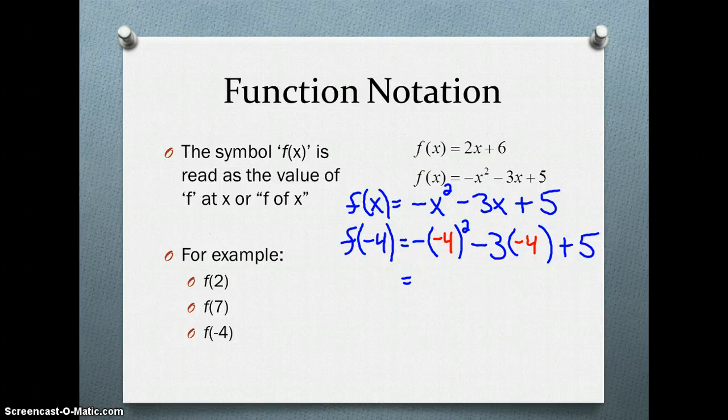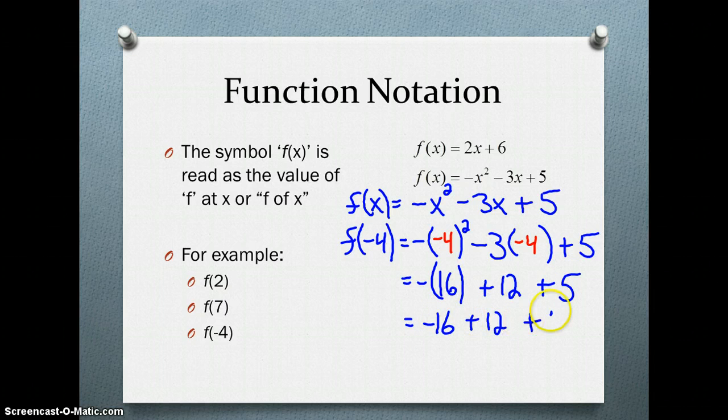Now we simplify. Negative 4 squared will give me the opposite of 16, because negative 4 squared is positive 16, but I still have the negative out front. Negative 3 times negative 4 is plus 12, plus 5. So this is now negative 16 plus 12 plus 5. When I simplify that, I get positive 1. So in this function, when x is negative 4, our output value is positive 1.